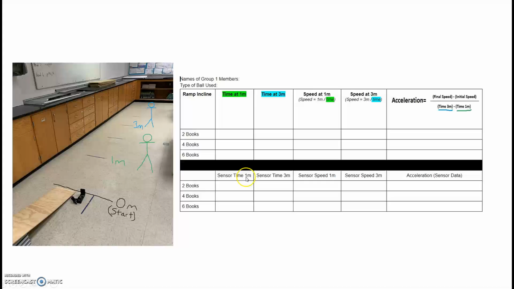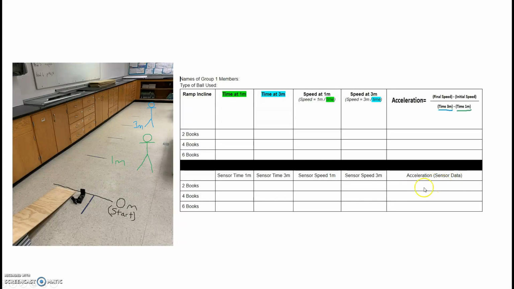Okay, and we're going to look on the sensor, and we should easily be able to click on the 1 meter and 3 meter points. As long as our sensor is at the bottom of the ramp, this should be accurate. It's going to give us the speed of the ball according to the sensor at 1 meter and 3 meters. And then again, using the same formula, we're going to find the difference in the speed and divide it by the difference in the time to determine the acceleration.